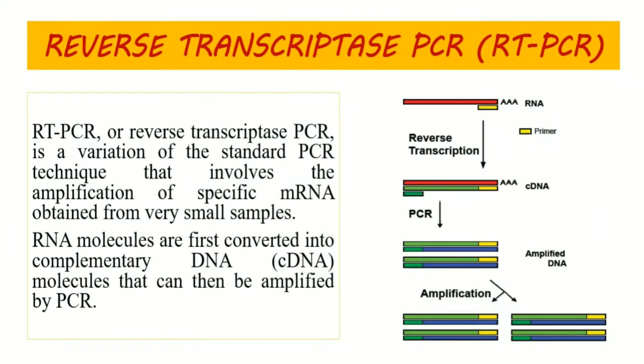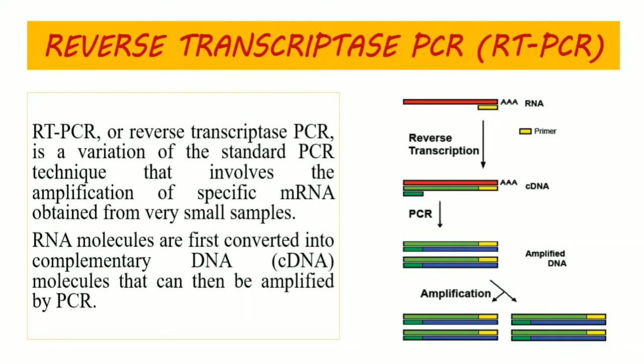So next is reverse transcriptase PCR. Reverse transcriptase PCR is known as such because it involves the activity of an enzyme known as reverse transcriptase. So in this type of PCR, RNA sequences are utilized. First of all, there is an amplification of messenger RNA strands. After the amplification of RNA strands, we use the reverse transcriptase enzyme and primer to synthesize the complementary DNA strands.